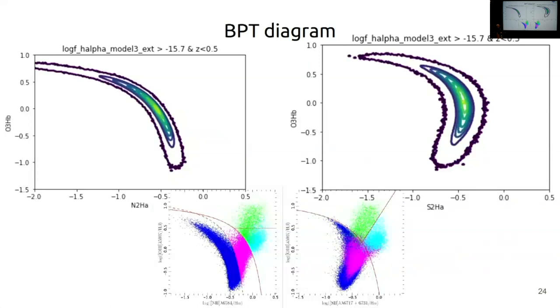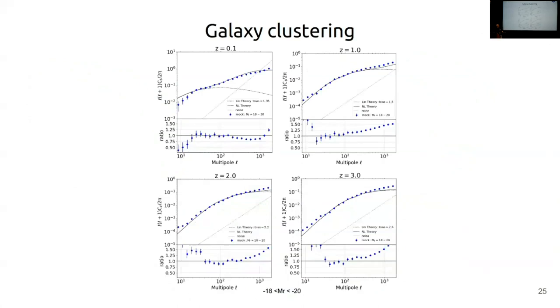Nitrogen 2 H alpha, oxygen 3 H beta, and that's with sulfur 2. And this is what we get at low redshift. And this is for comparison with the Sloan. And one thing that you will see is that we don't have AGN. And this is other statistics of clustering as a function of redshift.